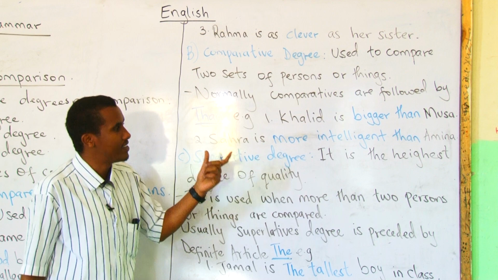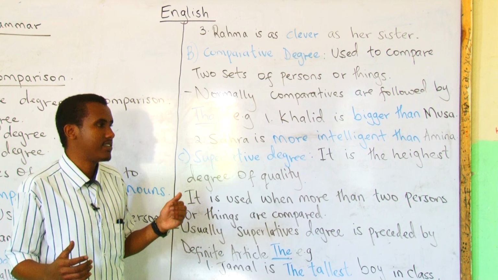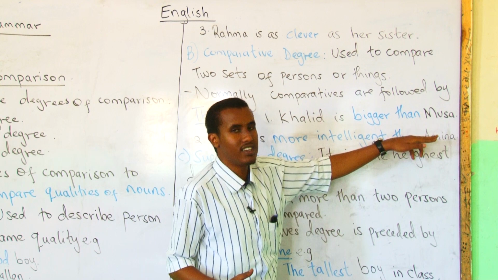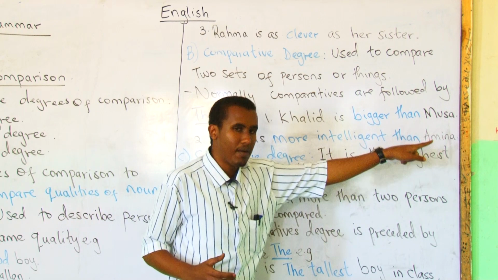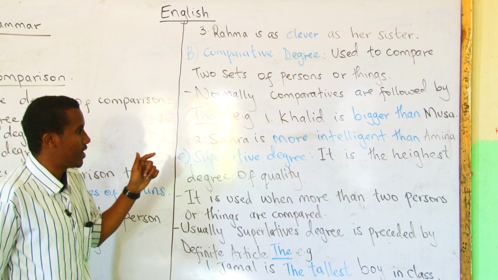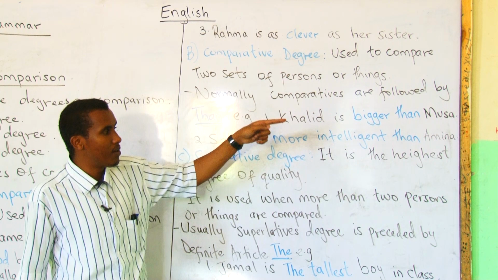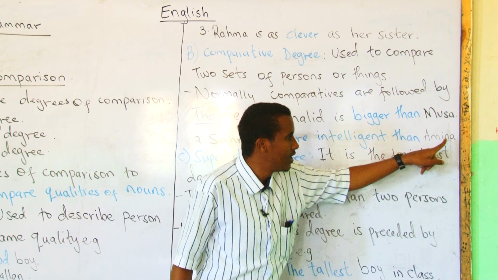So there's a comparison. If you compare Zahra and Amina, it doesn't mean that Amina is dumb or doesn't understand anything. She is intelligent, but if you compare between Zahra and Amina, we see that Zahra is more intelligent than Amina. Don't forget that point. If you say Zahra is more intelligent than Amina and in the back of your mind you think Amina is dull or doesn't know anything, that's not correct.